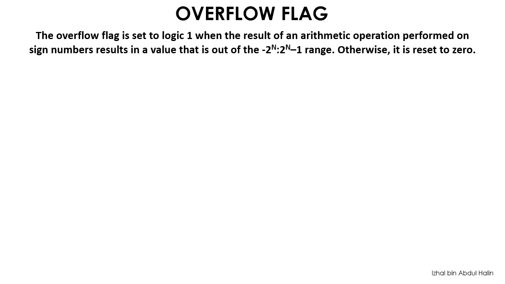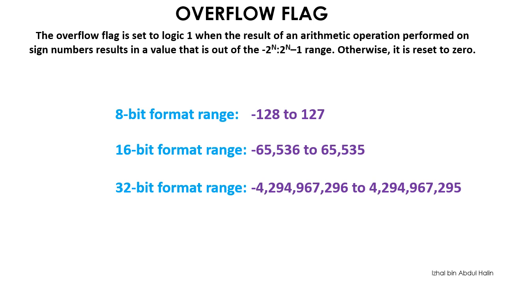Just for fun, the range for an 8-bit signed number is from -128 to 127. The range for a 16-bit signed number is from -65,536 to 65,535, and the range is from -4,294,967,296 to 4,294,967,295 for a 32-bit signed number. Any number that results from an arithmetic operation that is out of this range will cause the overflow flag to be set.